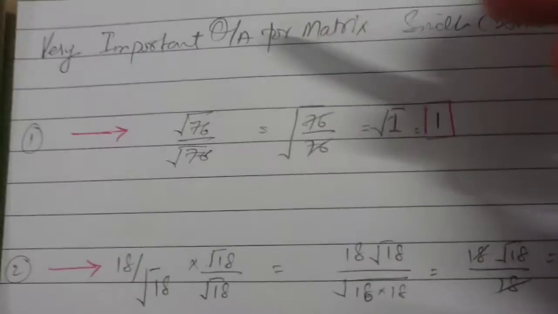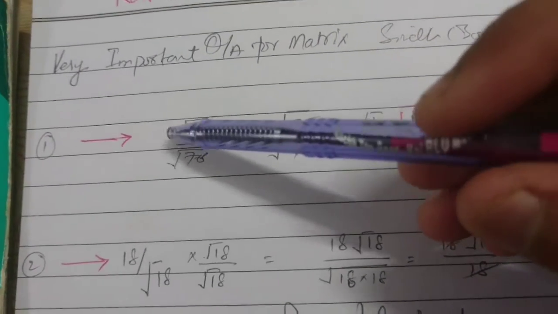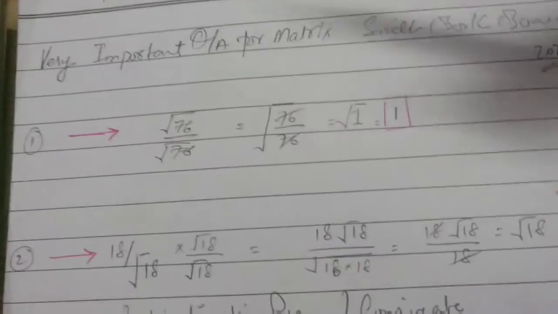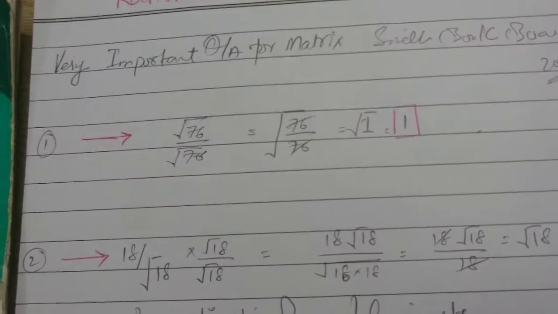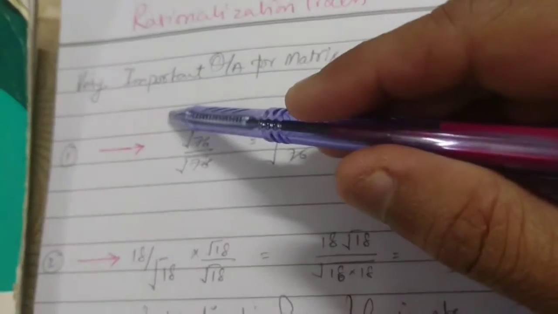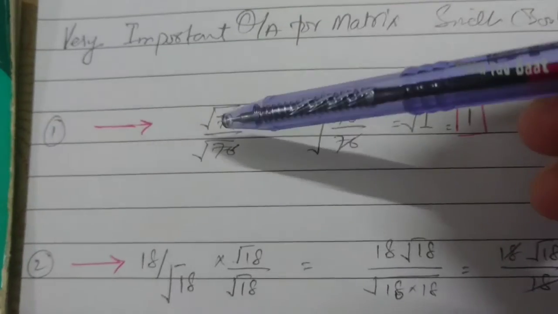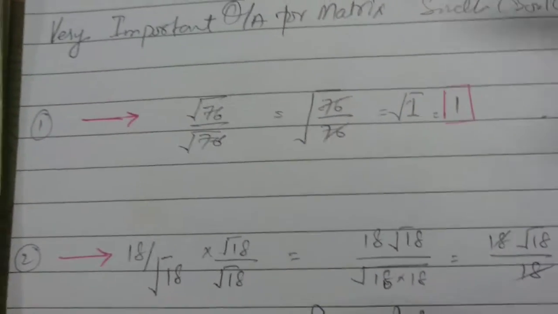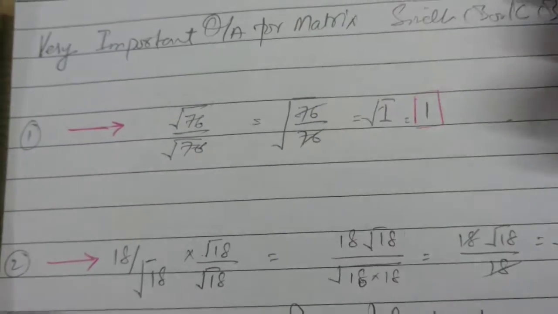Moving on, you can see root 76 here, divided by root 76. What we're going to do is make this into a simplified form. The question will say evaluate or simplify. You have to make sure what it is. So how can you make it simplify? In a minute, or 30 seconds, that will be the required time for you.